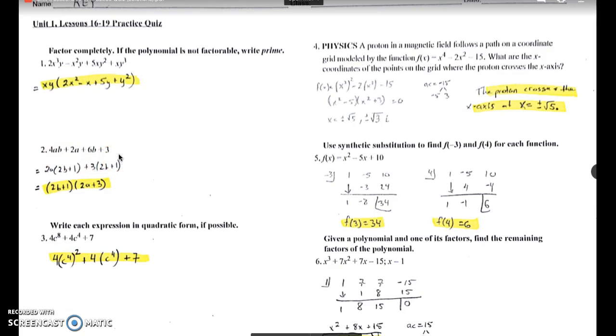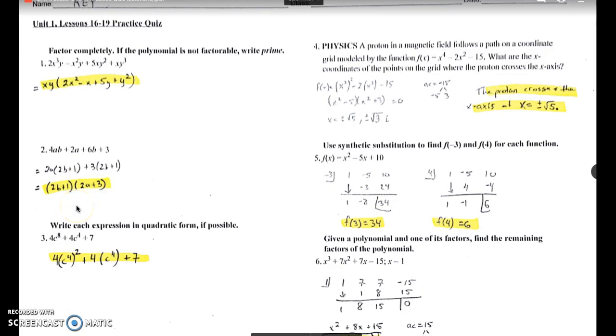So if there's no GCF, what you want to do with 4 terms is factor by grouping. You want to group the first 2 and the last 2. The first 2 terms have a 2a in common. The last 2 terms have a 3 in common. You'll notice when you take out each of those that you're left with 2b plus 1 each time. So the final factorization is 2b plus 1 times the 2 GCFs of the 2 terms, so the 2a and 3. Make sure they're factored.